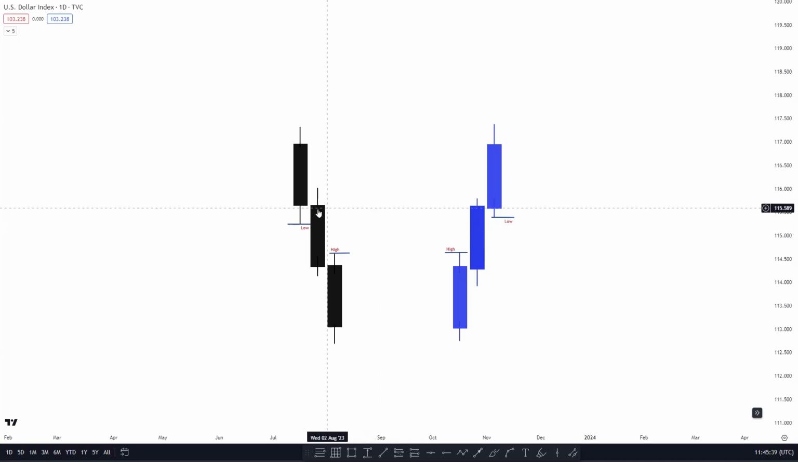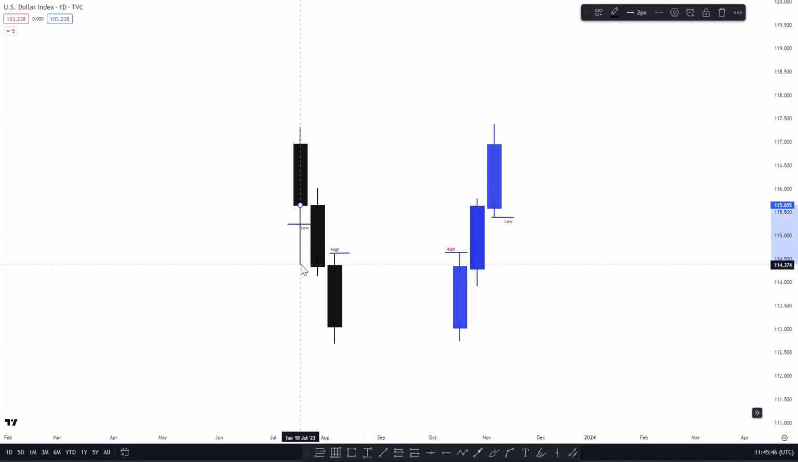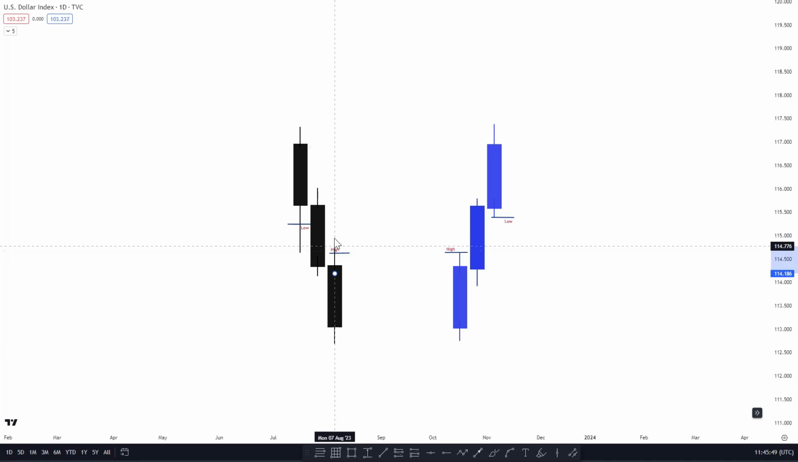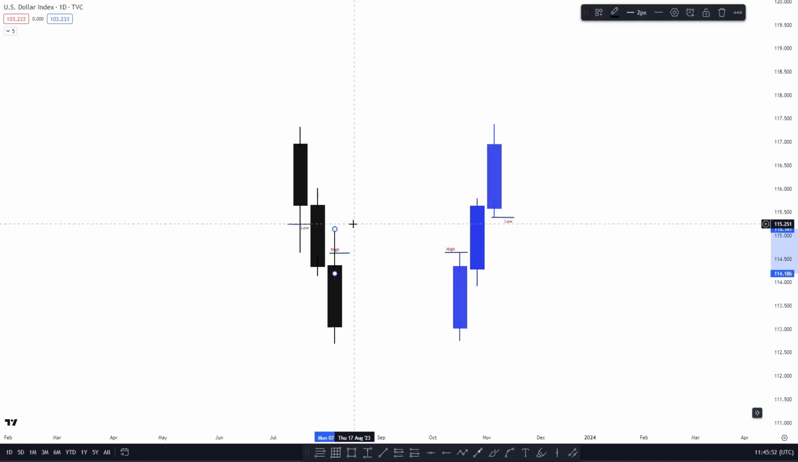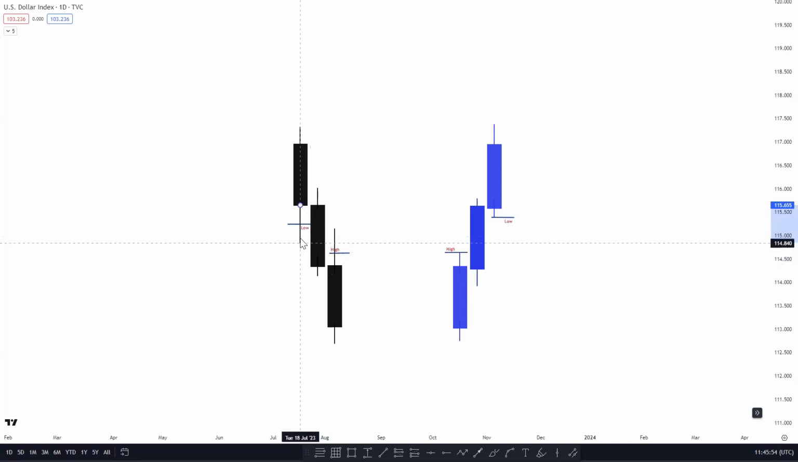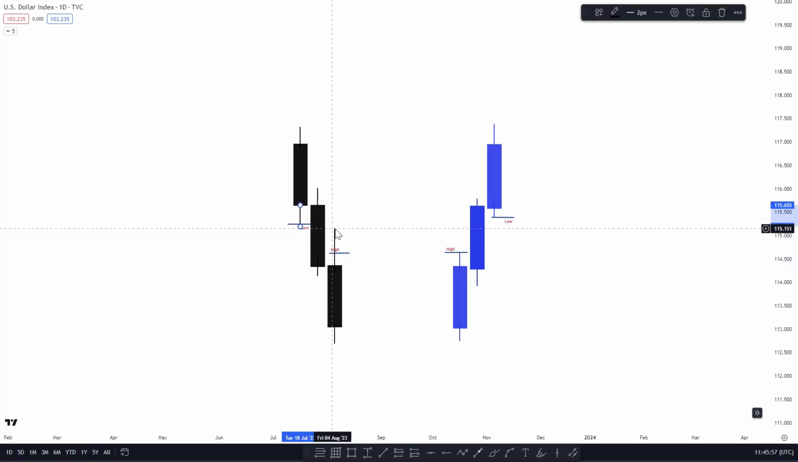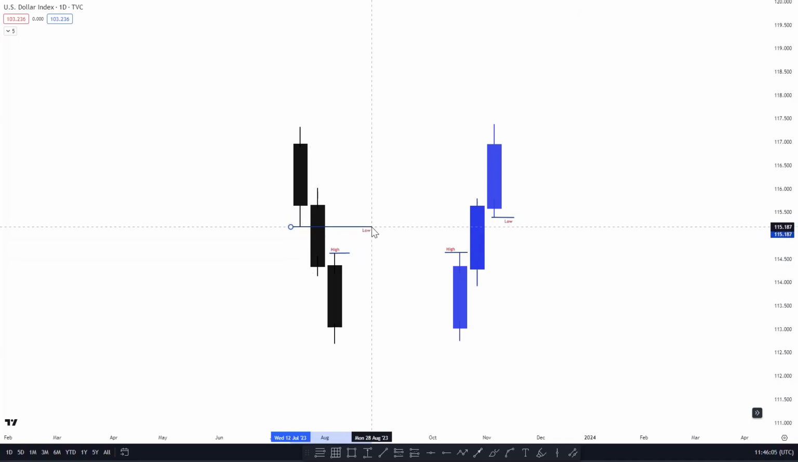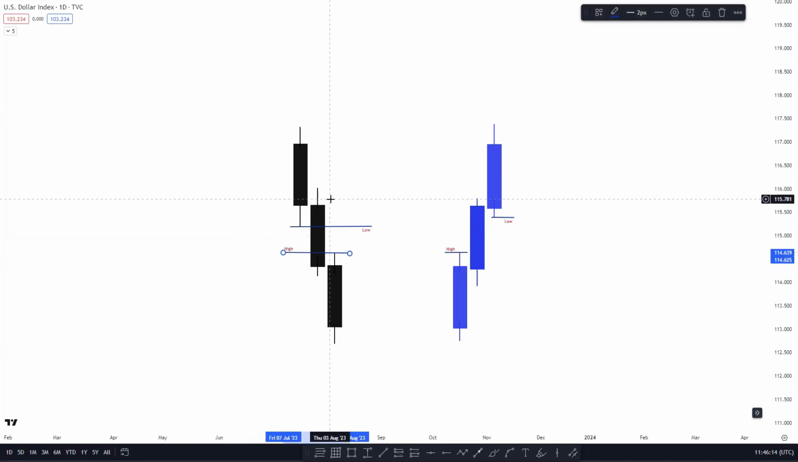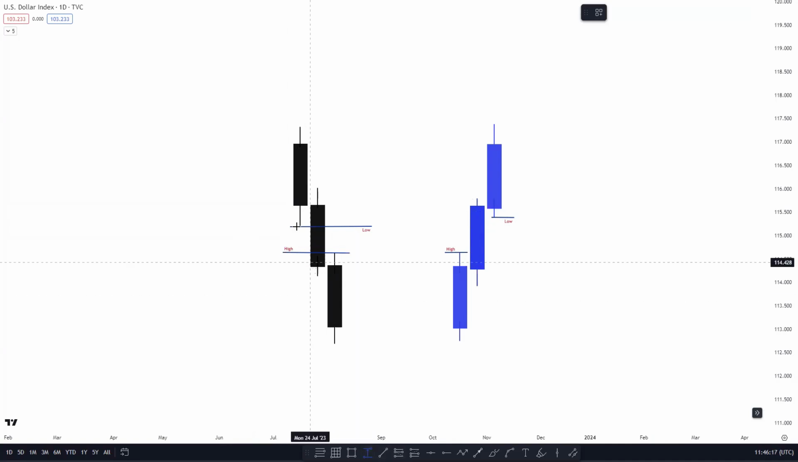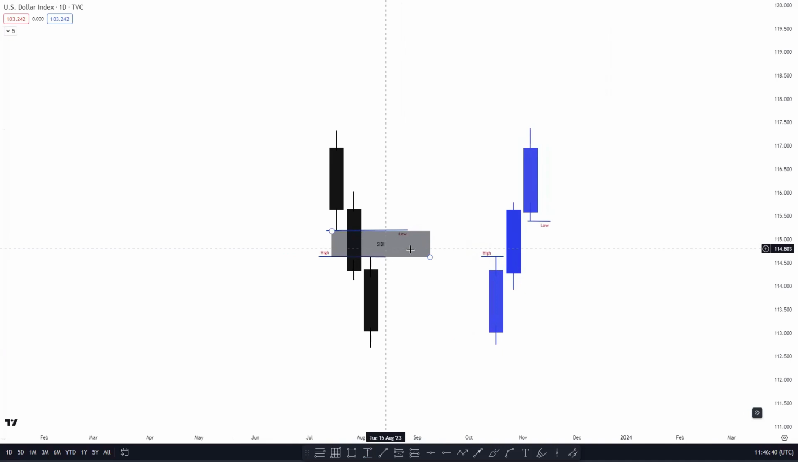So a fair value gap is a 3-candlestick pattern where the low of the first candle does not overlap with the high of the third candle. So this is a bearish fair value gap. Since we have this example here, the low of the first candle does not overlap with the high of the third candle. If we extend the low of the first candle and also extend the high of the third candle, we have this gap between them here. That's what we call the fair value gap.